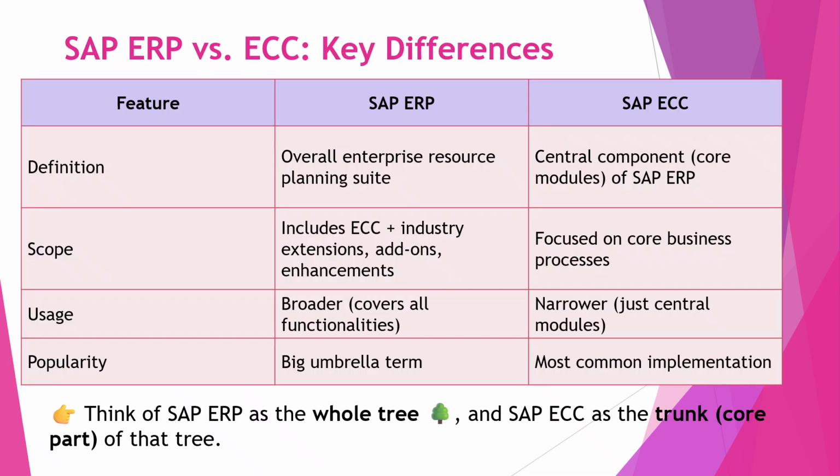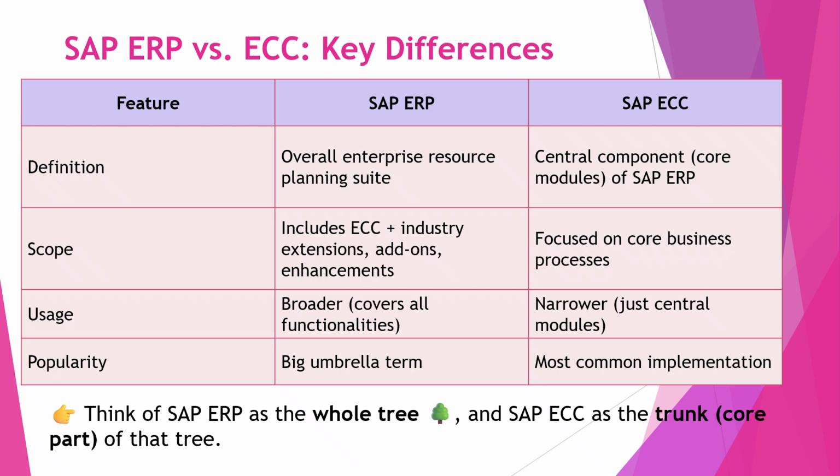Let's discuss the differences: SAP ERP versus ECC. Here is where people get confused. SAP ERP is the whole suite and ECC is just a central component of it. So SAP ERP includes ECC plus other extensions and add-ons. ECC focuses only on the core business modules. You can think of SAP ERP as the whole tree and SAP ECC as the trunk of the tree, the main structure that holds everything together.